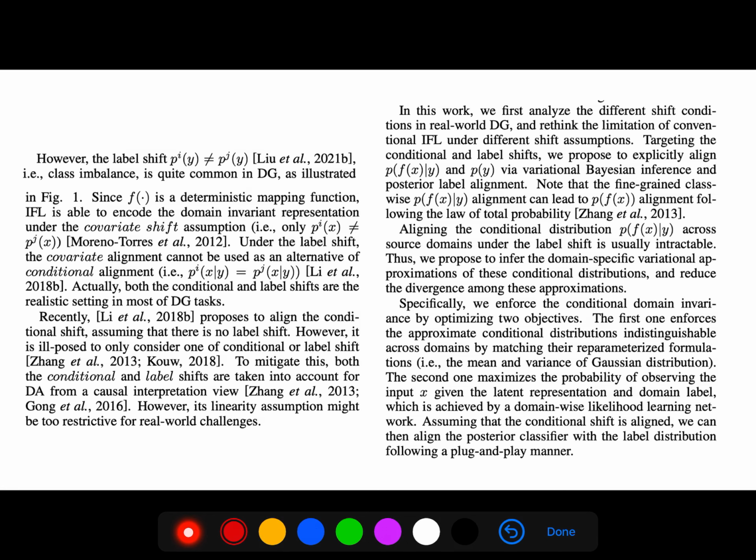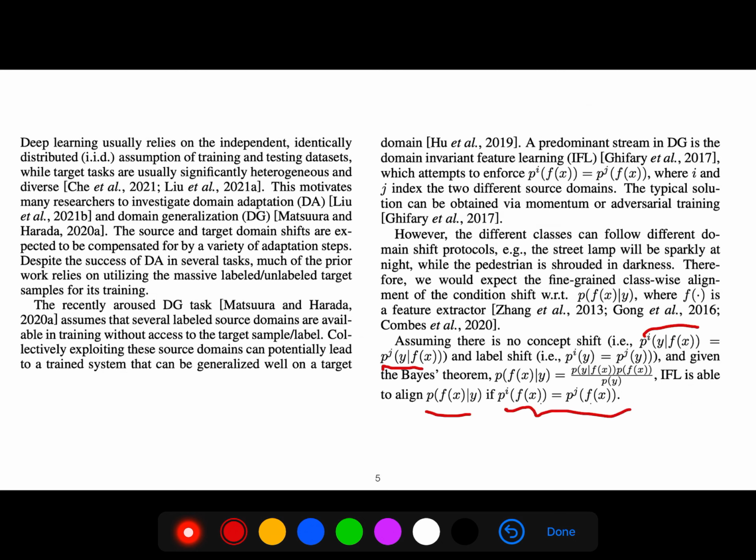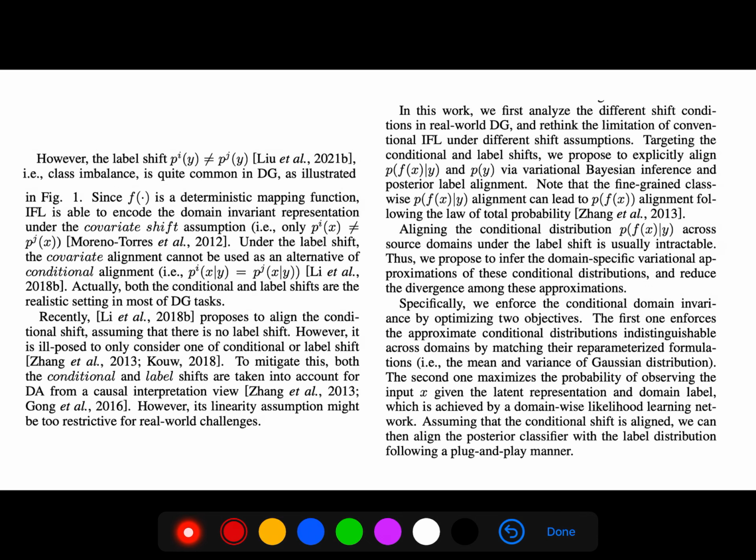Since f is a deterministic mapping function, this f that I said encodes, is able to encode the domain invariant representation under the covariate shift assumption. Under the label shift, the covariate alignment cannot be used as an alternative to conditional alignment.